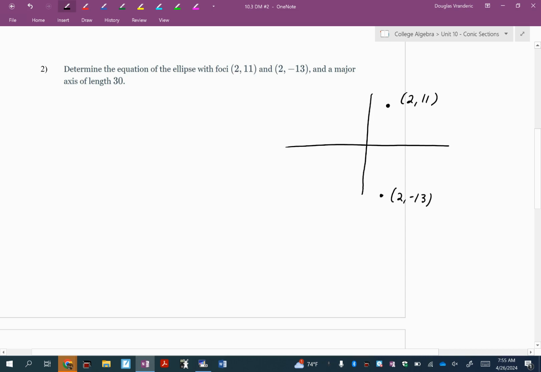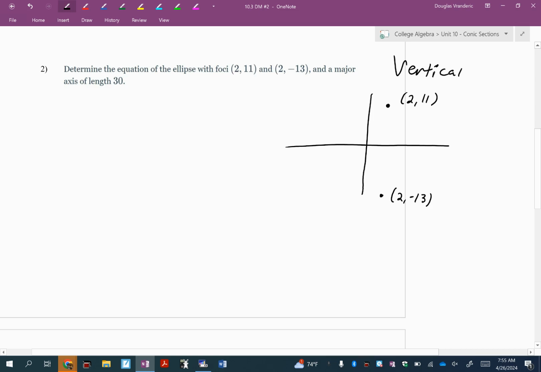All right. Now, what you need to know about foci is the foci are always on the same line as the vertices. So even though these are not the vertices, do you see how I'm moving up and down for the foci? So if I'm moving up and down for the foci, that means I'm also moving up and down for the vertices. So what type of ellipse is this if I'm moving up and down for the vertices? Vertical. All right, so up and down for this one means it's a vertical ellipse.